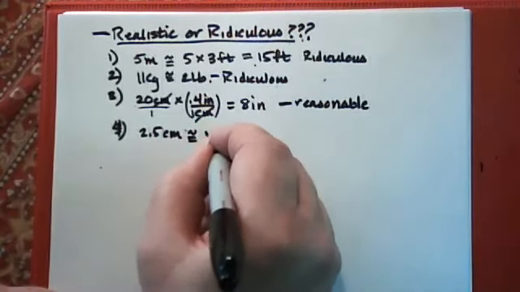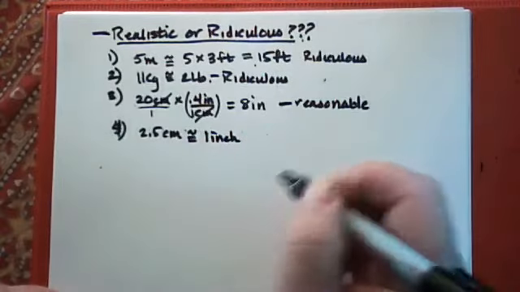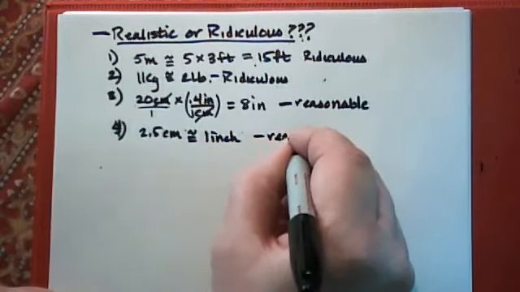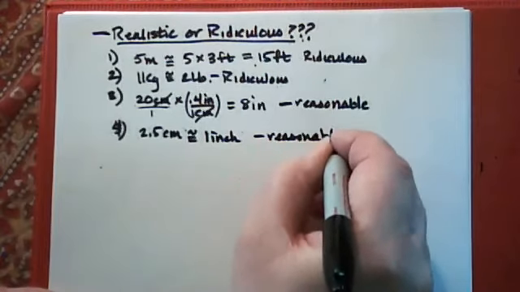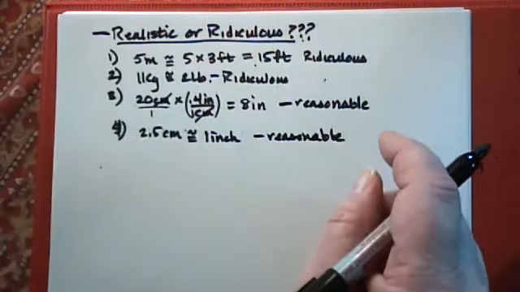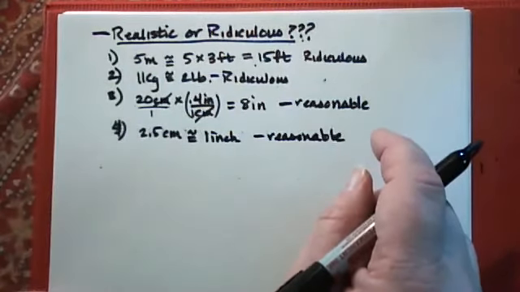0.5 centimeters, as the table says, is about 1 inch. And that is reasonable. About 1 inch, that's a reasonable thickness for a textbook.